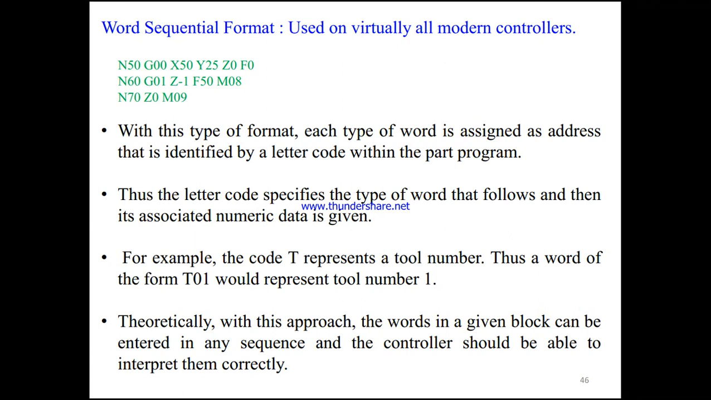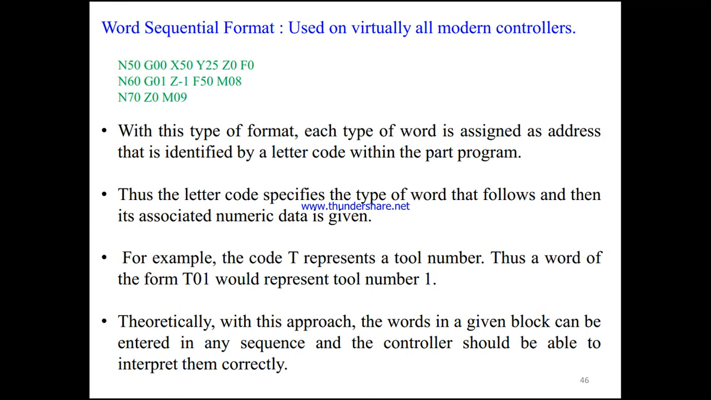Word address format is used on virtually all modern controllers. For example, N50, G00, X50, Y25, Z0. So we use N codes and G codes, X, Y, Z for the coordinate directions, and F for feed rate. Like this we are going to use the commands in word address format. With this type of format, each word is assigned an address that is identified by a letter code within the part program.